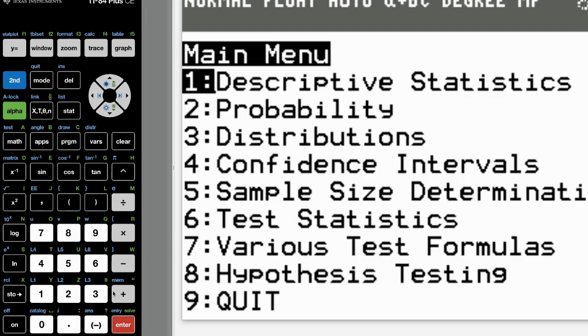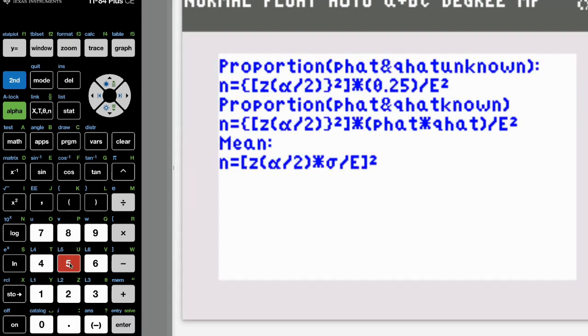Oh my goodness, that is a lot, and it's been a long time since I've had stats, so forgive me. Sample size determination, proportion, where p hat and q hat are unknown, so we don't know the p hat and the q hat, is going to be z alpha over 2 squared, and it's actually z alpha over 2, not z times alpha over 2, forgive me for that, squared.